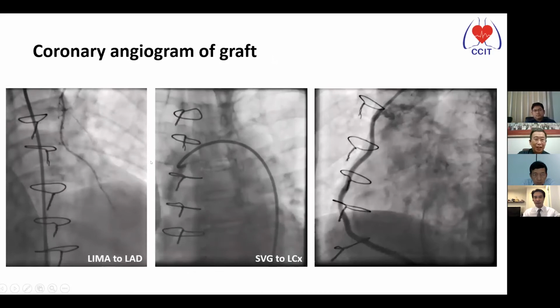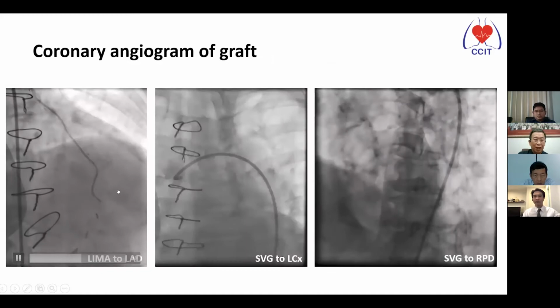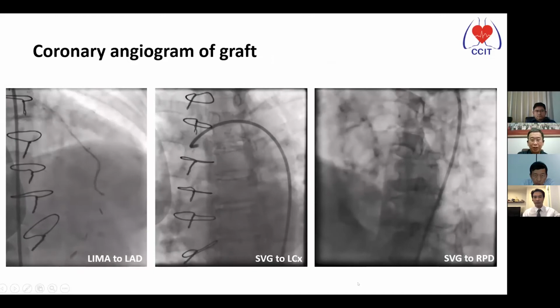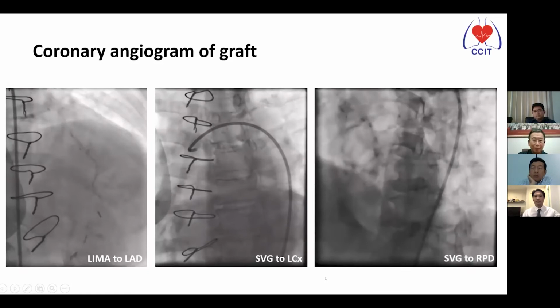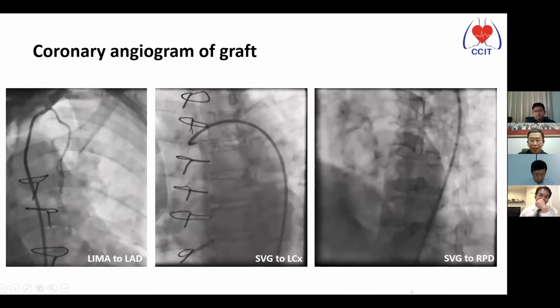For the grafts, we can see that the LIMA was very small and ended at the anastomosis somewhere, but no flow into the native LAD was shown. The vein graft to the circumflex was also totally occluded at the origin, and the remaining graft is the SVG to the RPL, which has very good collaterals via the septal band to the LAD. But the LAD in this case is a quite small diffuse artery, and you can appreciate some calcified lesions along the proximal LAD as well.